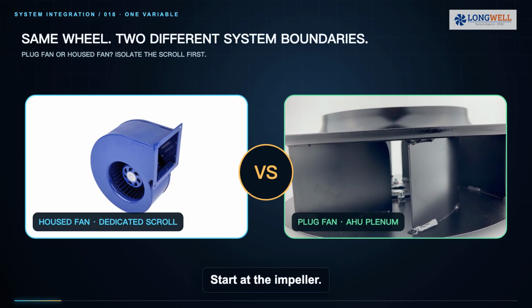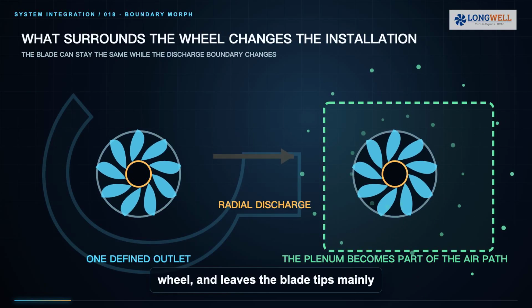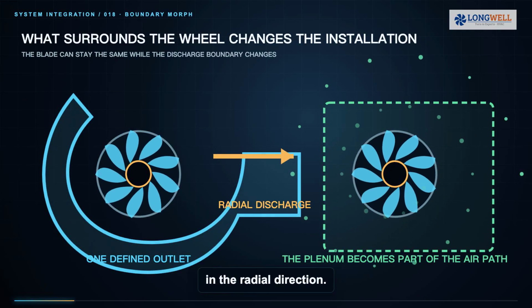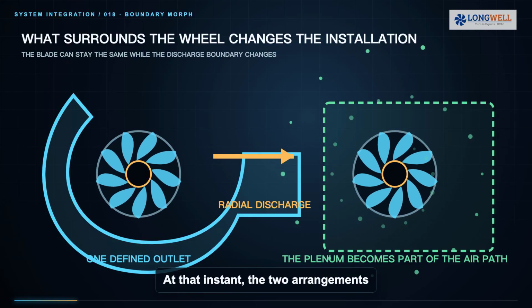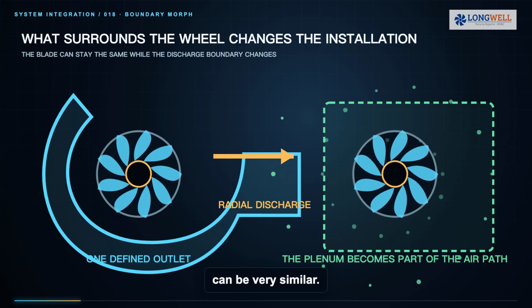Start at the impeller. Air enters axially through the inlet cone, gains energy in the rotating wheel, and leaves the blade tips mainly in the radial direction. At that instant, the two arrangements can be very similar.